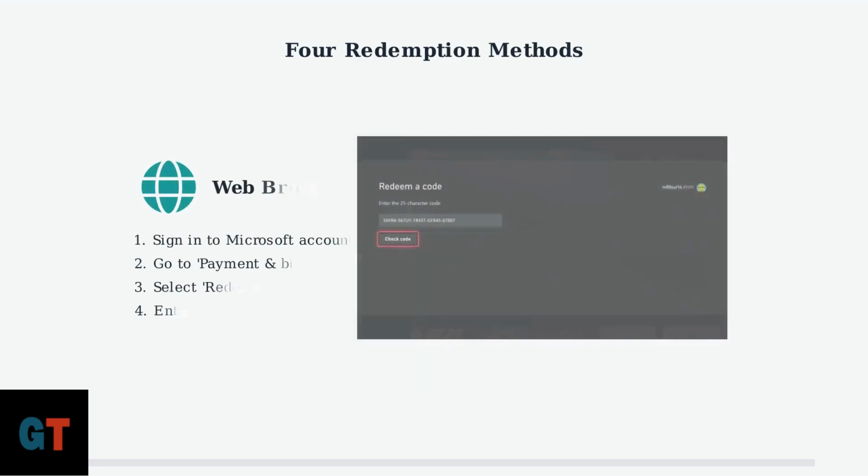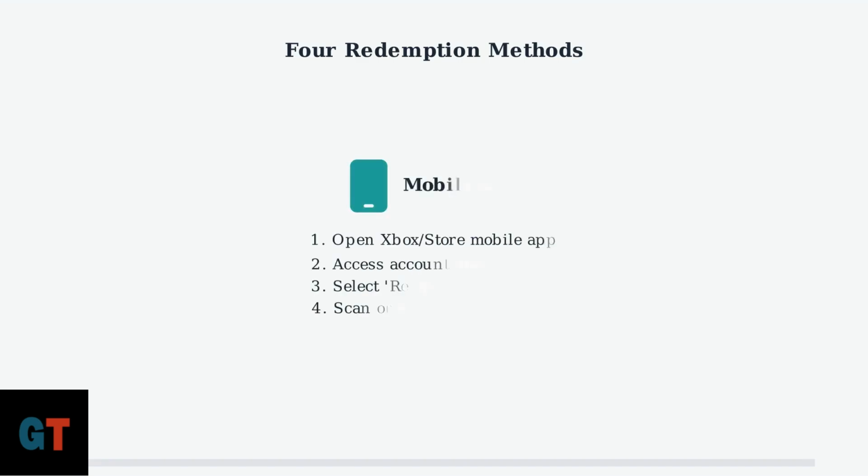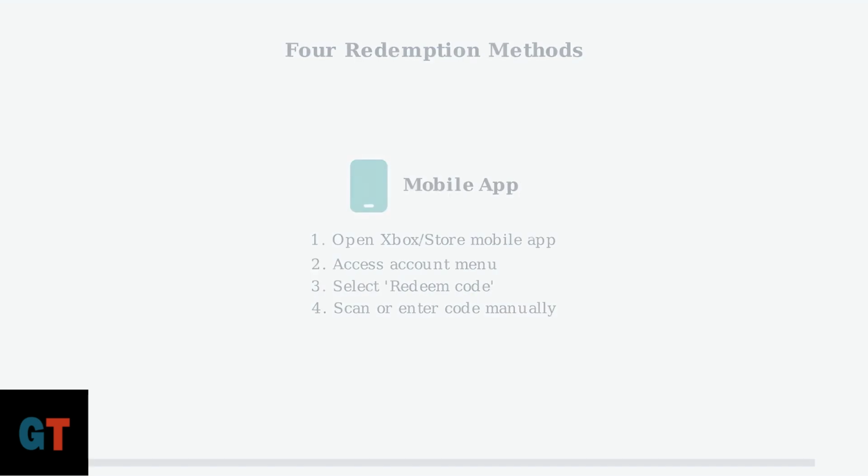For web browser redemption, sign into your Microsoft account, navigate to Payment and Billing, select Redeem a gift card or code, and enter your code. This method works on any device with a web browser. Mobile redemption uses the Xbox or Microsoft Store mobile app. Access the account menu, select Redeem Code, and either use your camera to scan the code or enter it manually. This method is increasingly popular among users.